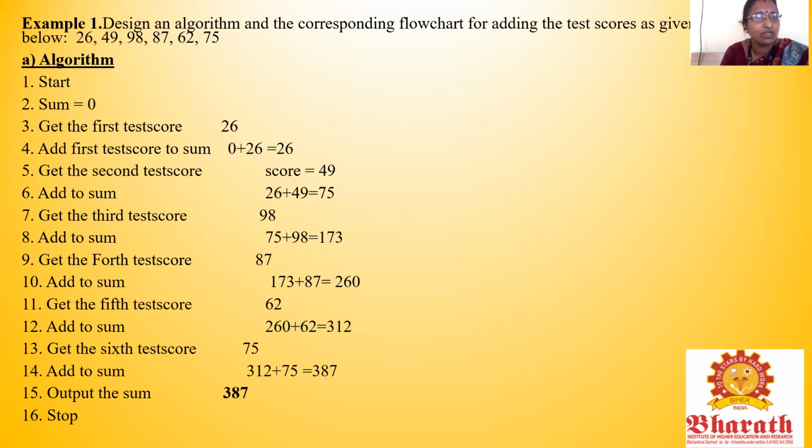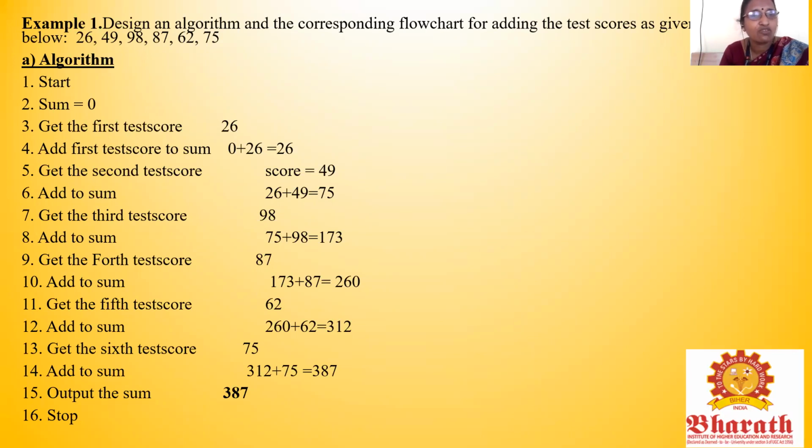For example, the inputs are given: 26, 49, 98, 87, 62, 75. What is the procedure according to the algorithm? Let us see how to proceed. So start, sum is initially 0. Get the first test score. What is the first test score here? That is 26. Add the first test score to the sum, that is 0 plus 26. So the sum value is 0 plus 26, which is equal to 26.